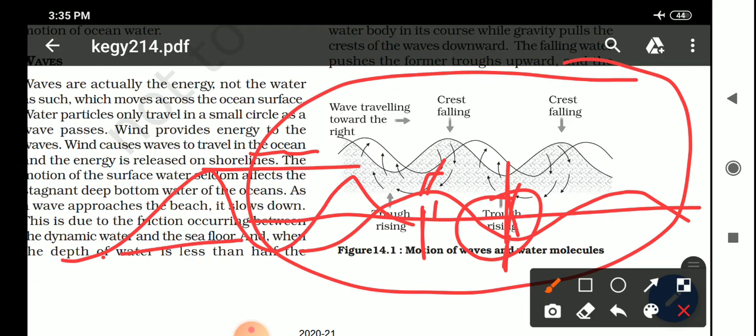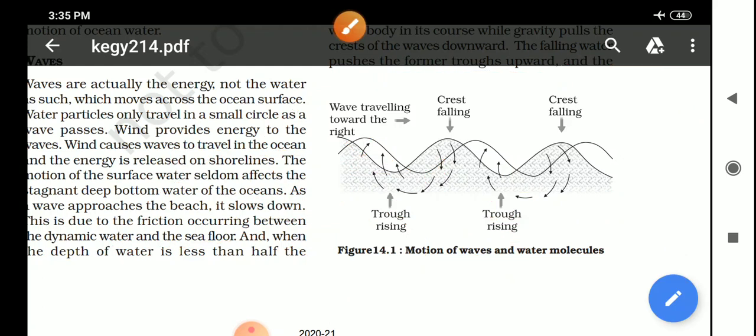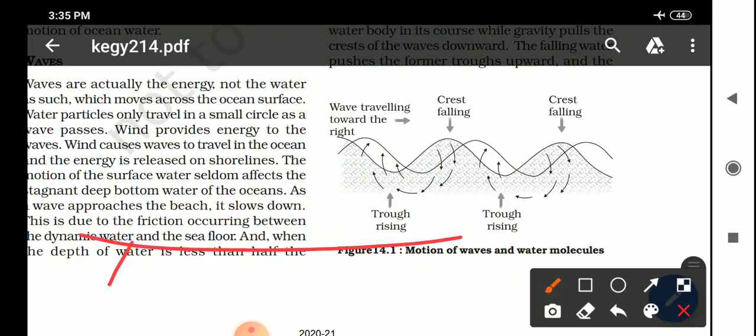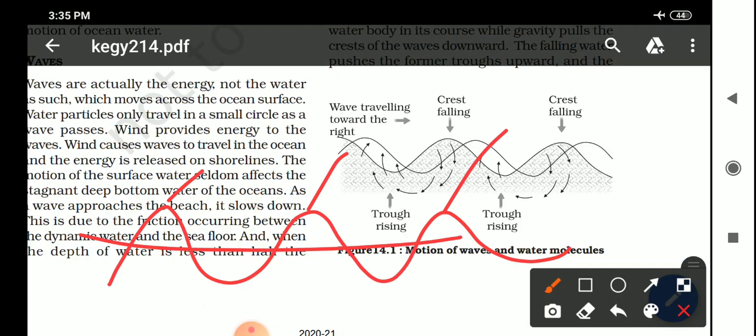The time taken to move from one crest to another crest is known as the wave period. And how many waves pass a point in one second is the wave frequency. Suppose this is the portion, and we see how many times waves pass here; this is called wave frequency. Whenever we talk about movements, there is energy stored in the waves.